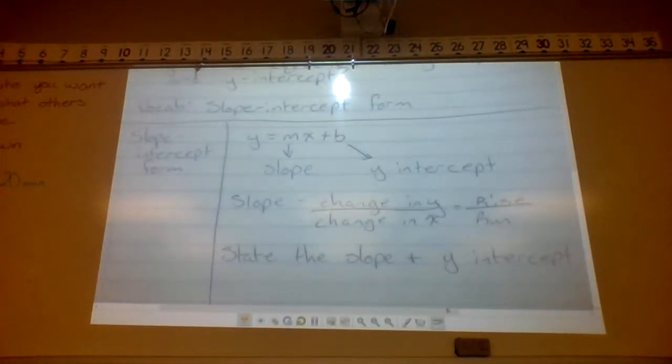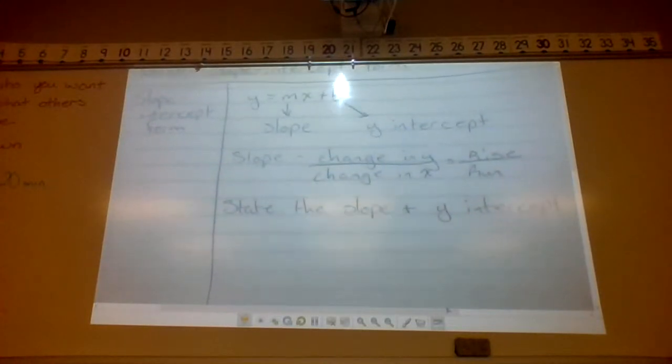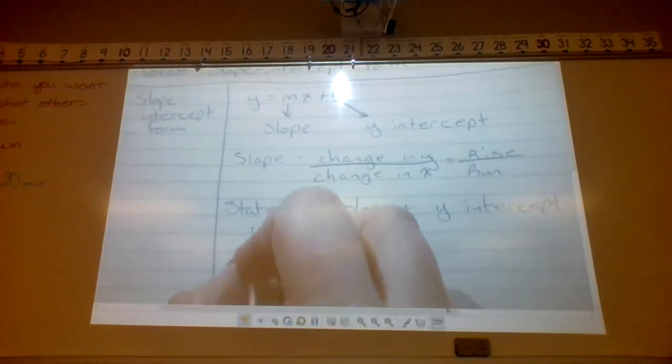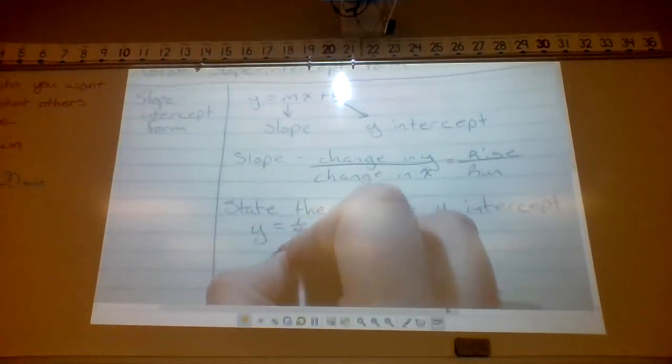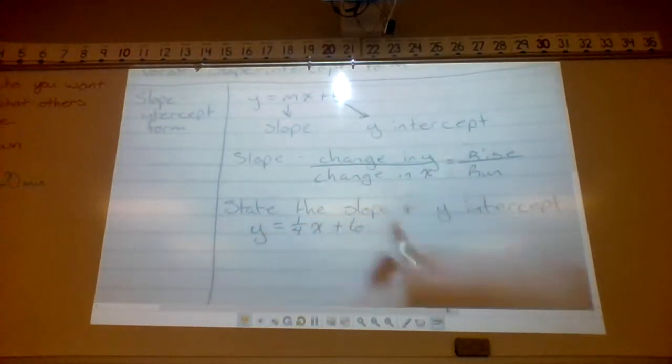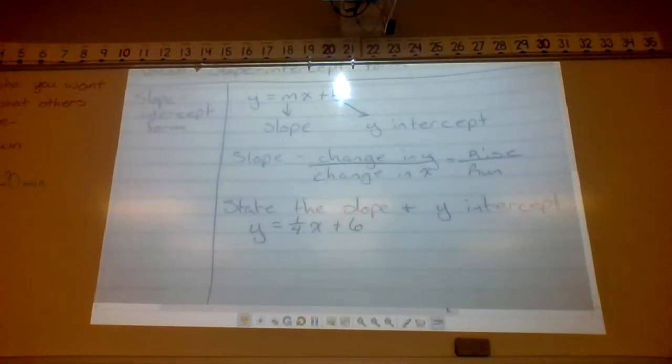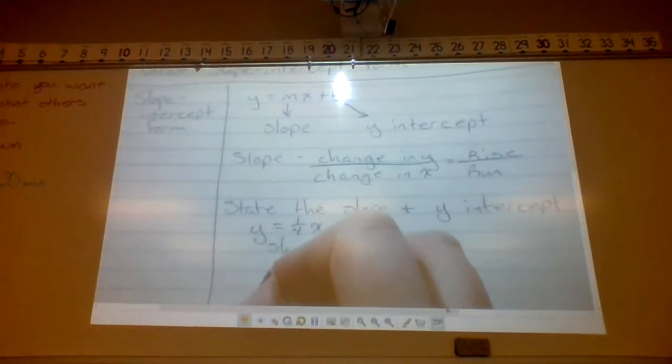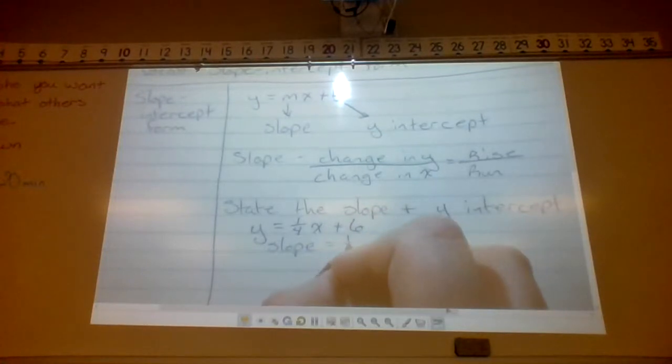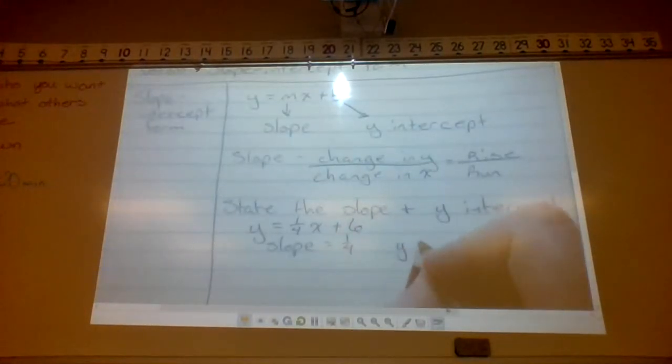You're going to get questions like this. It says state the slope and y-intercept. Then it's going to give you y equals 1/4 x plus 6. What's the slope? How do you know the slope is 1/4? Because that's where the m belongs. The slope is 1/4. What about the y-intercept?